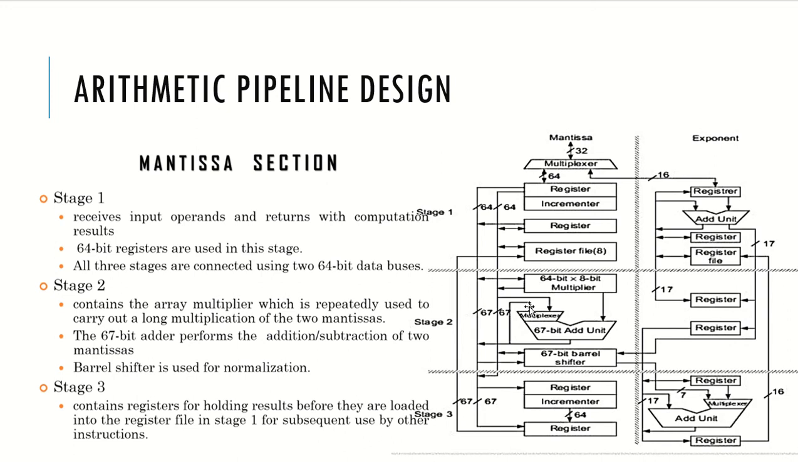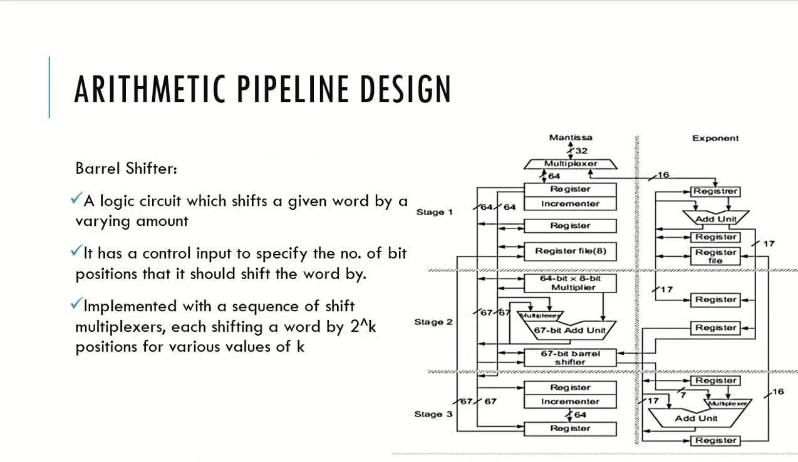So what happens here is the output was actually 67 bits. It was given through the barrel shifter and then it is given to the register as 64-bit information. This 64-bit information is stored inside that. This 64-bit information will be given as the input to the next instruction of the pipeline. So this is how the Mantissa section works.